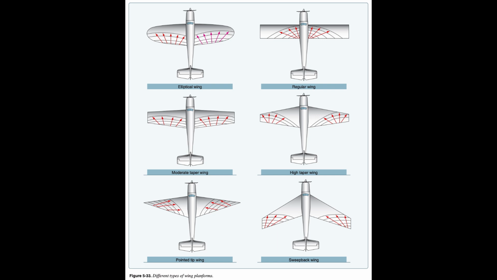There are 2 general means by which the designer can change the planform of a wing, and both will affect the aerodynamic characteristics of the wing.